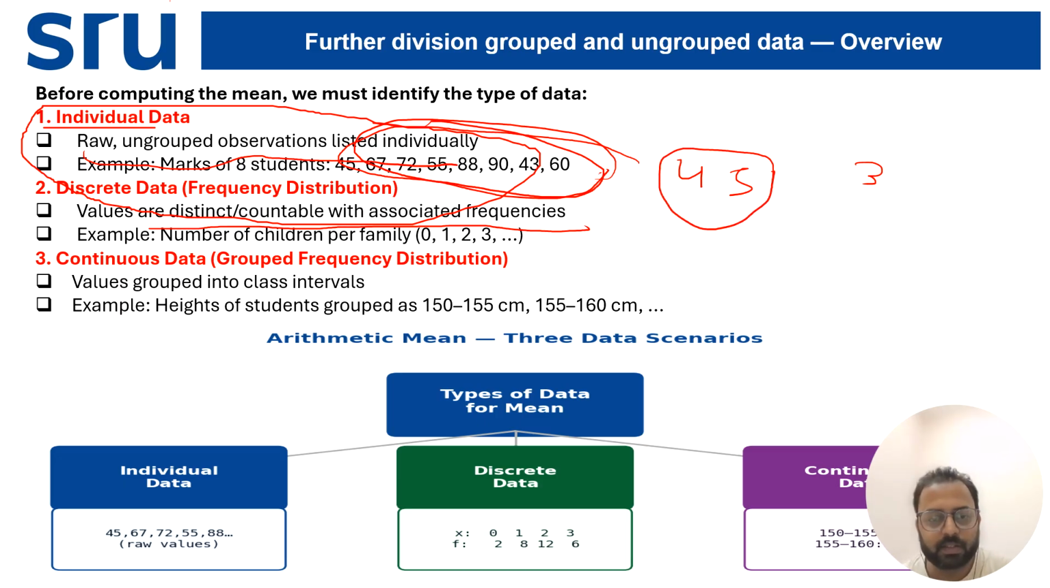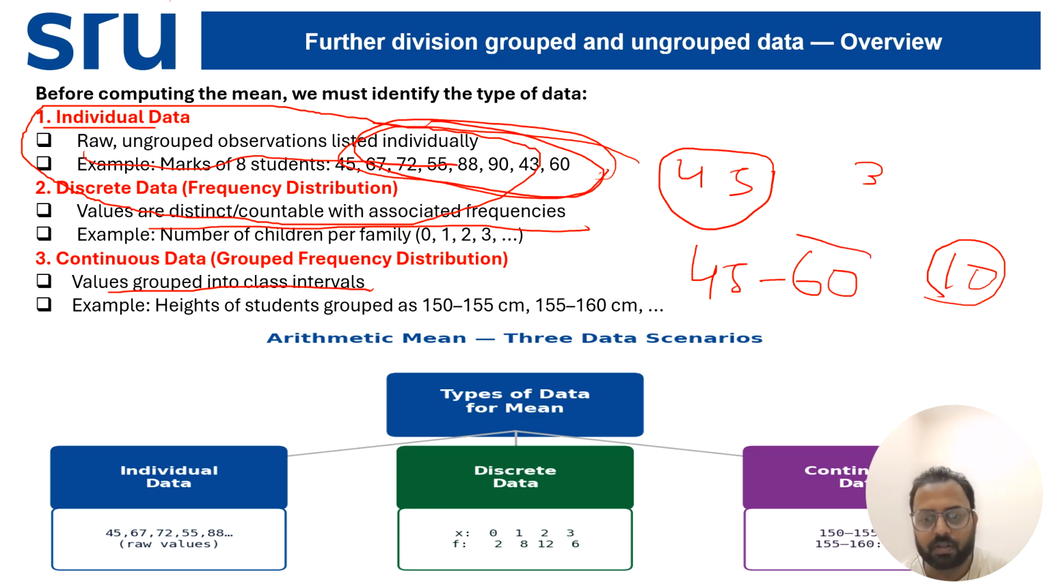And continuous data has values grouped into classes. For example, 45 to 60, 10 students. So 10 students got between 45 to 60. So this data is divided into class intervals.